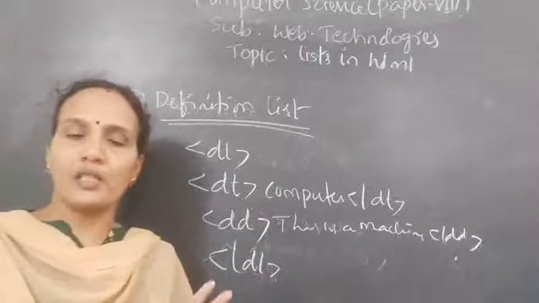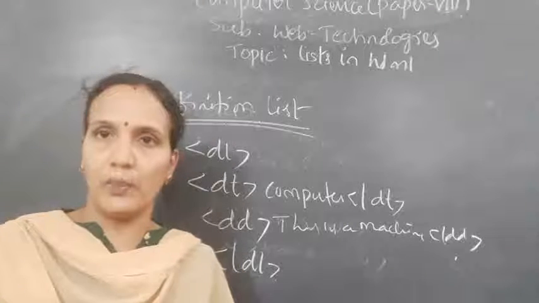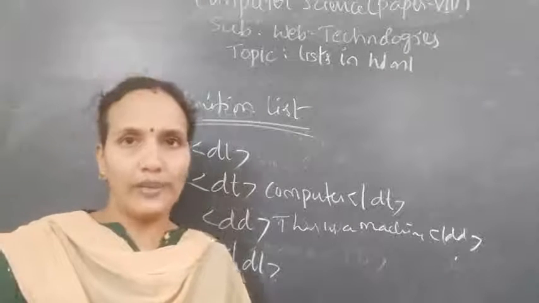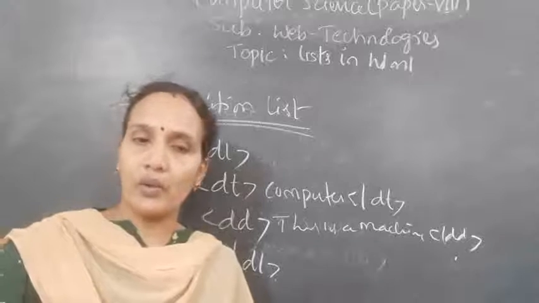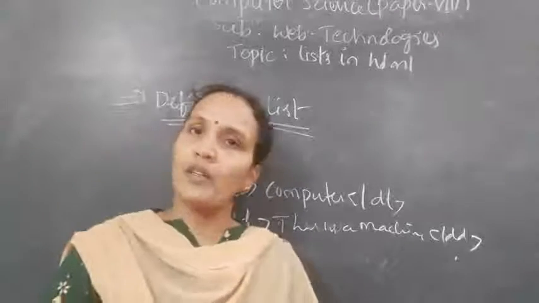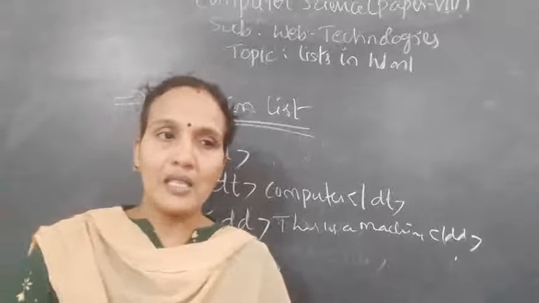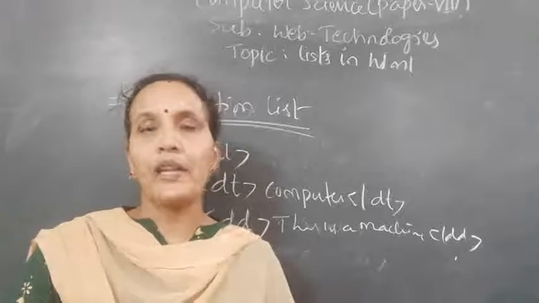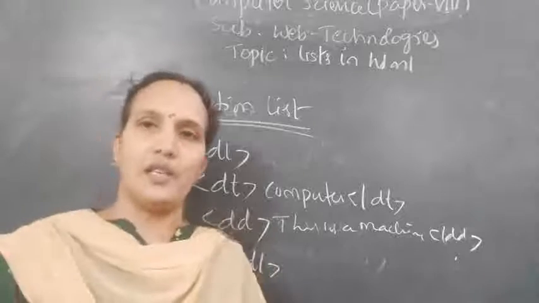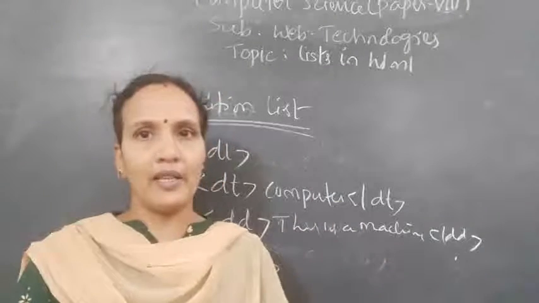So when will we use an ordered list? When you want to follow a particular sequence, we go with the ordered list. Unordered list, where you don't want to follow a sequence and just want to display symbols, we go with the unordered list. And if you want to create list items such as entries like a dictionary, then we go with the definition list. For this theory part, I will explain programming in the lab.